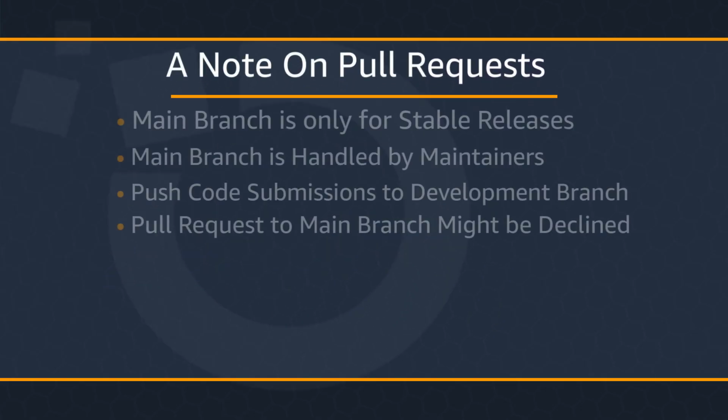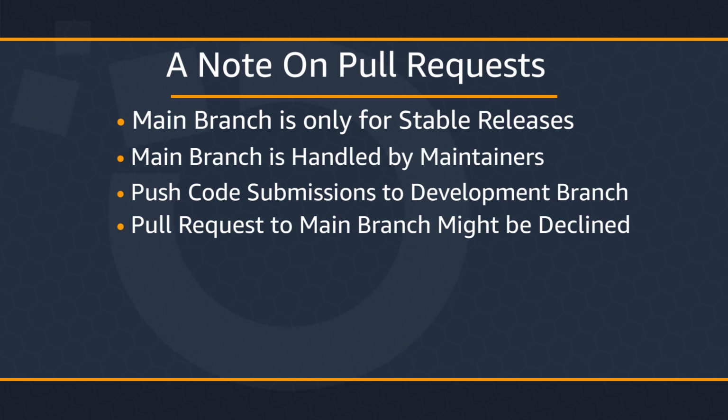Something to be aware of, though, is that whenever you're doing a pull request, you want to make sure you understand which branch you're actually trying to push back to. In this case, I was showing you that it was going back into main, but you would never actually push to main because main is something where only stable releases go, and that's handled by the maintainers in the SIG release.